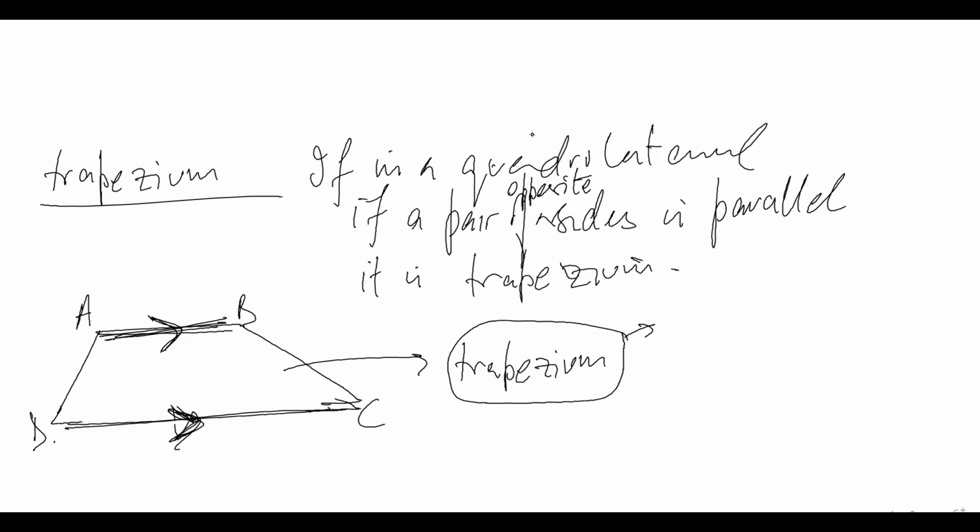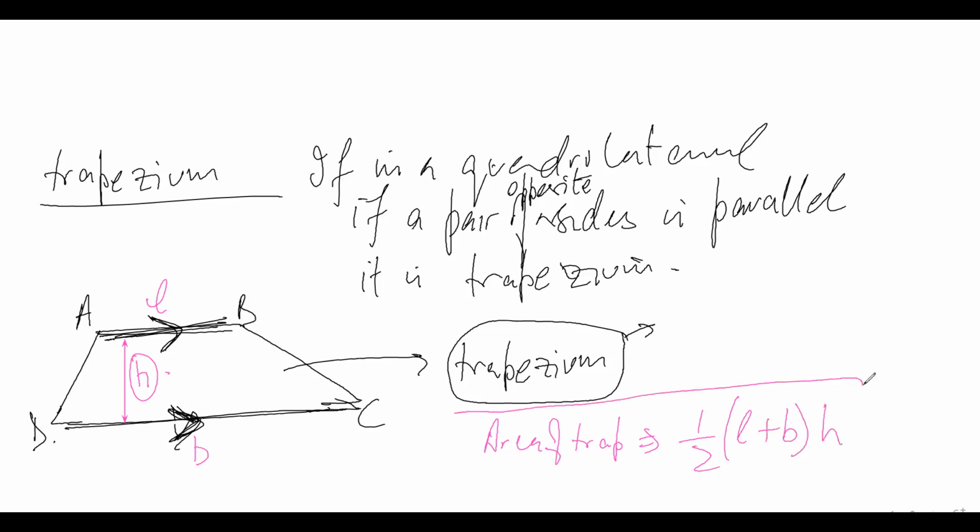Now, the distance between these two sides is h. Are we clear? And length of the parallel sides is L and B. The area of trapezium would be equal to half L plus B multiplied by h. Mr. Sarthak, any doubt? No, sir.